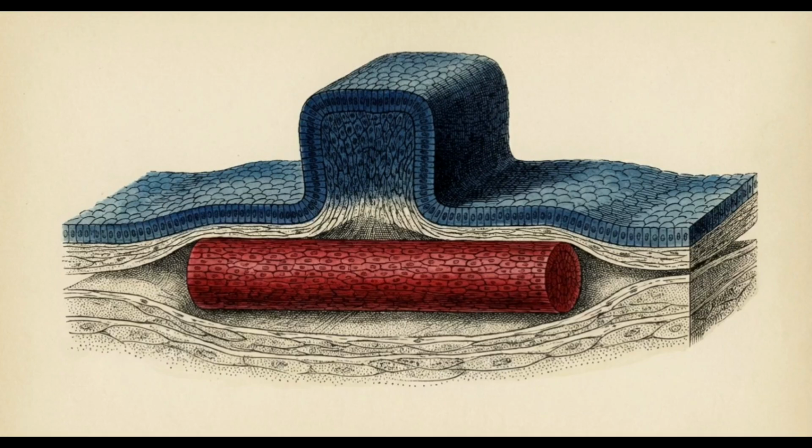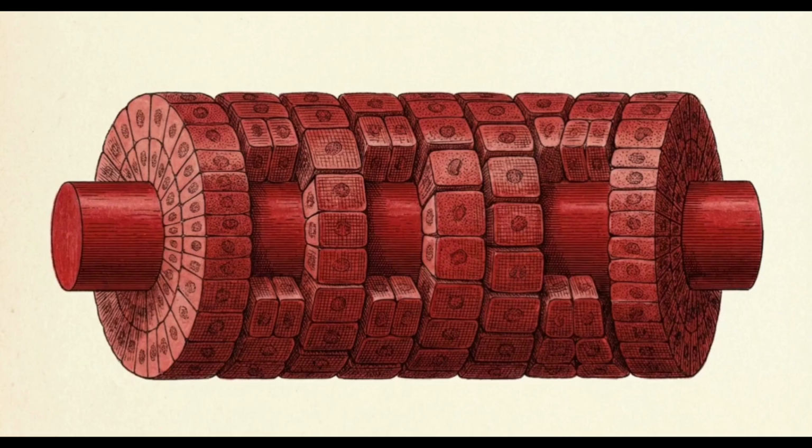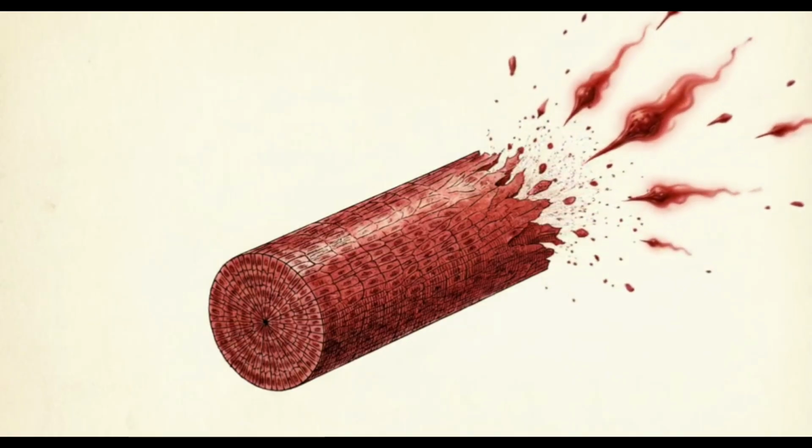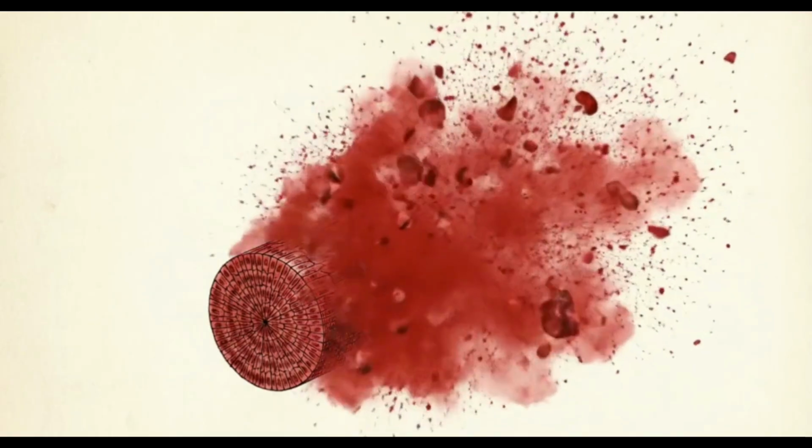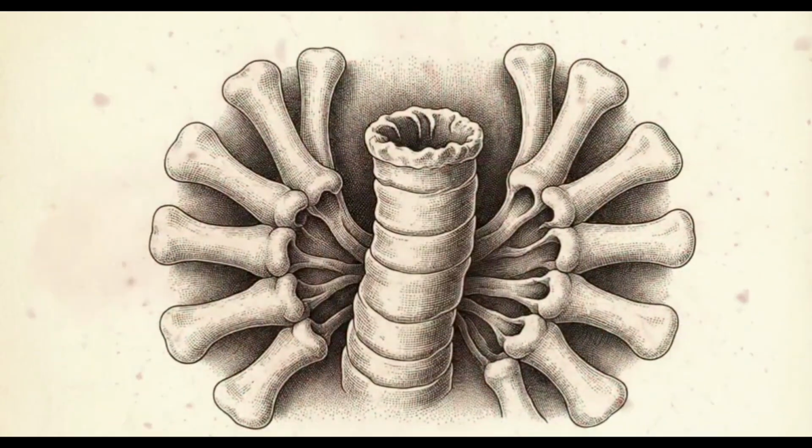In a process called induction, the notochord signals the overlying ectoderm to physically thicken into the neural plate, initiating the creation of the nervous system. It also signals the surrounding mesoderm to begin organizing into the future vertebral column. The most vital permanent systems of the human body are architected by a temporary rod that disappears once its job is complete.